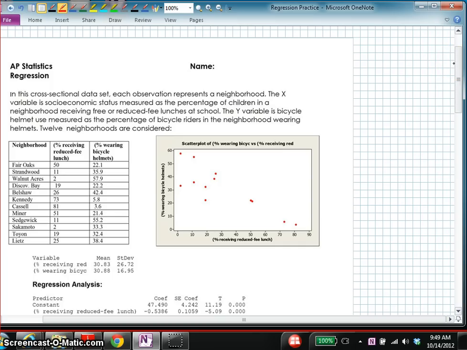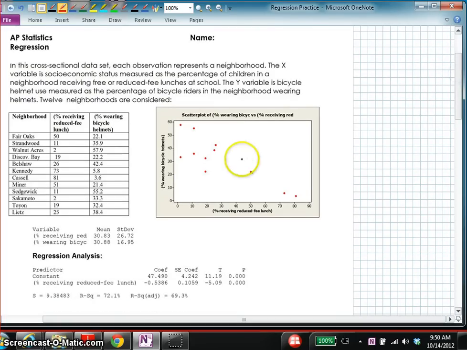Okay, so the situation is we're looking at a response variable of the percentage of bicycle riders who wear helmets, and the explanatory variable is the percent of people receiving free and reduced lunch, sort of a measure of the socioeconomic status of these 12 neighborhoods. We can see by looking at this scatter plot that there appears to be a negative relationship between the two variables. We have summary information, the means and the standard deviations of the two variables, for the 12 neighborhoods.